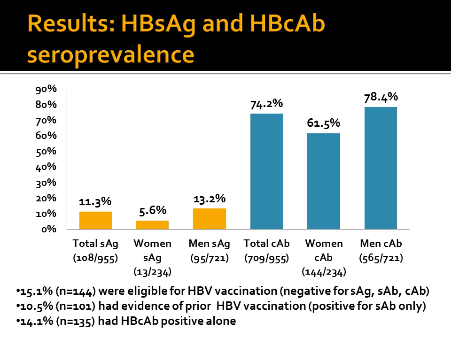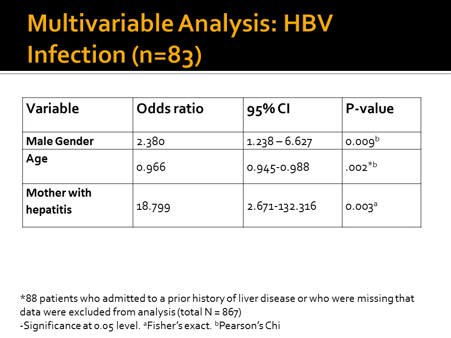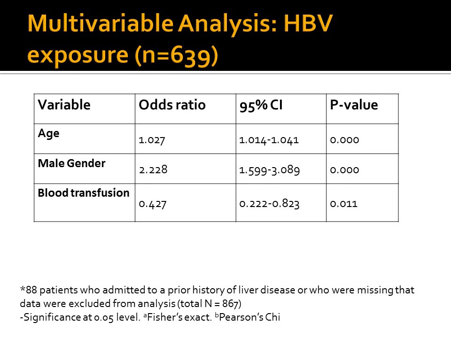10.5% had evidence of prior hepatitis B vaccination, meaning they only had surface antibody positive, and about 14% had core antibody positive alone. For the sake of time, the highlights in terms of what risk factors predicted testing positive for hepatitis B infection in our cohort of 1,000 patients were male gender, younger age, and having a family history of liver disease or a mother with hepatitis. And when we looked at what predicted exposure, it was a little bit older age, male gender, and not having had a blood transfusion actually seemed to be protective, which was a little bit counterintuitive in our series.